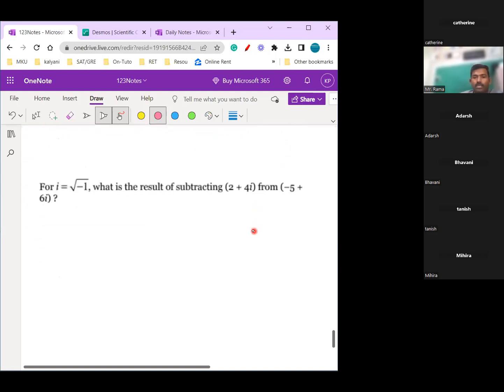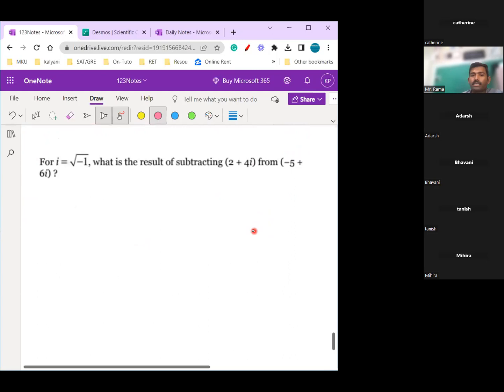Okay, good. The next question is easy, but 50% of the kids are going to make mistakes. Why? First of all, they look at subtracting: 2 plus 4i minus this. But they forget to read carefully. It says from. That changes the entire thing. So you're taking this from this. That means your setup is -5 plus 6i minus 2 plus 4i.